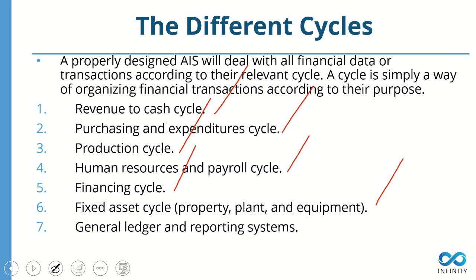General ledger, finally: all the information from different modules will have to end up in the general ledger so that we can prepare accurate financial statements. So your AIS, accounting information system, deals with all these cycles. And we will see this one by one in the coming slides.